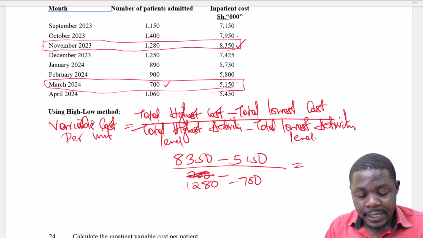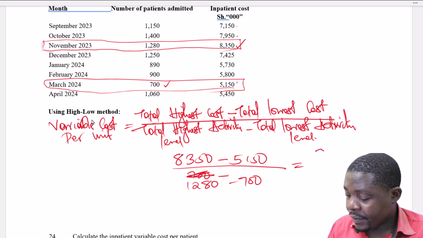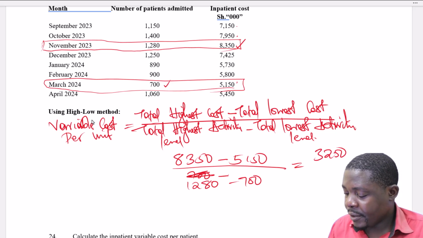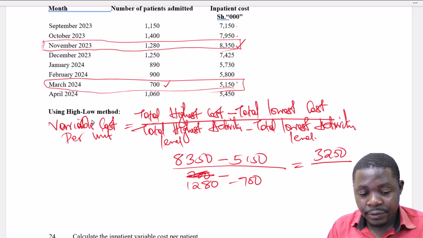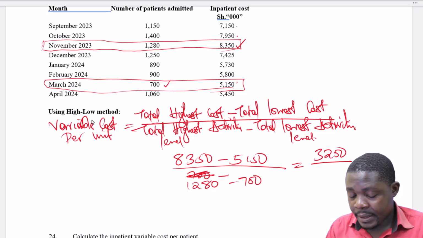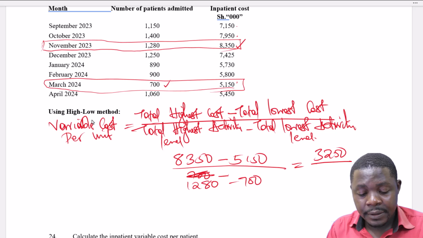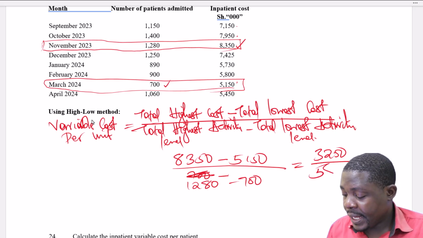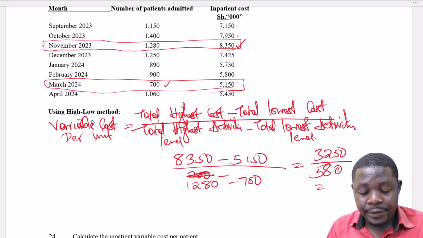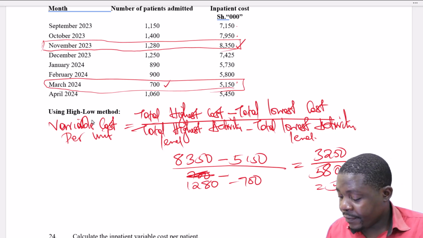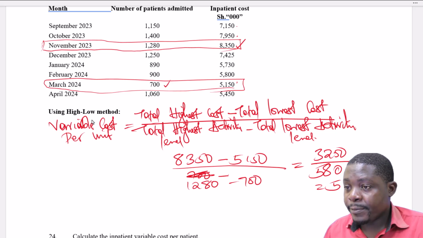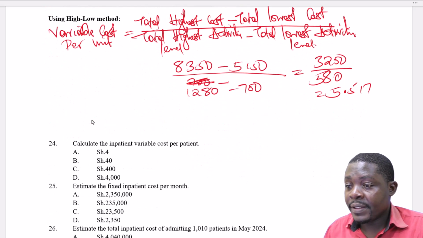We have 8,350 minus 5,150, which is 3,200, and they have 1,280 minus 700, we have 580. Therefore, if you take 3,200 and divide by the answer, you get 5.517. Do we have that answer?